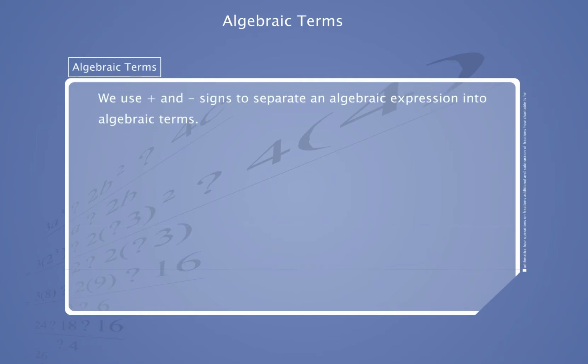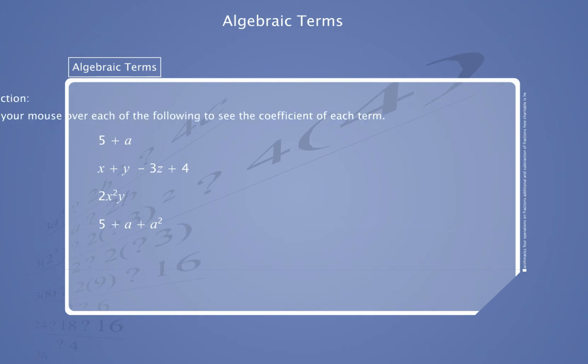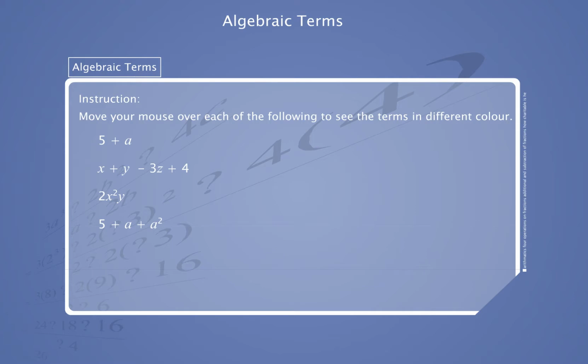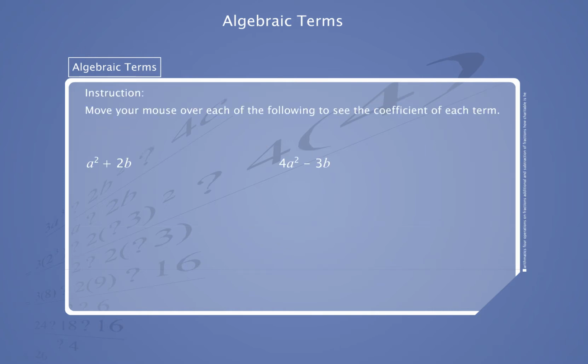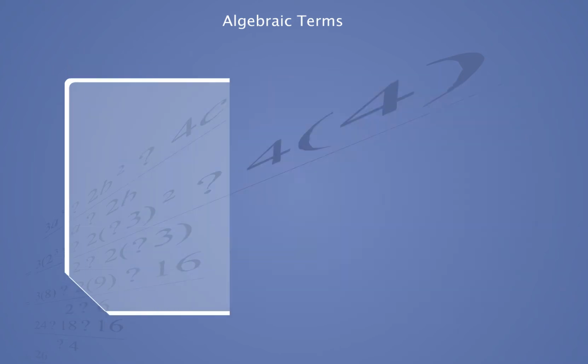We use plus and minus signs to separate an algebraic expression into algebraic terms. Here are some algebraic expressions. Move your mouse over each of them to see the algebraic terms in different color. Coefficients are the numbers in front of the variables. Move your mouse over each of the algebraic expressions given to see the coefficient of each term.